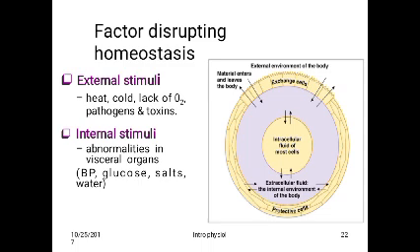Factors disturbing homeostasis. External stimuli: heat, cold, lack of oxygen, pathogens and toxins. Internal stimuli: abnormalities in visceral organs. That means BP, glucose, salts, water.